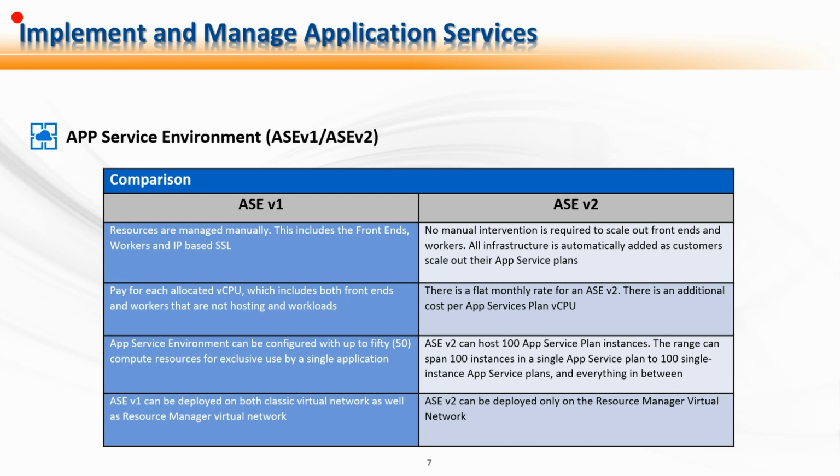The App Services Environment v1 can be configured with up to 50 compute resources for exclusive use by a single application. Whereas for ASE v2, we can host 100 app service plan instances. This range can span 100 instances in a single app service plan to 100 single-instance app service plans and everything in between.